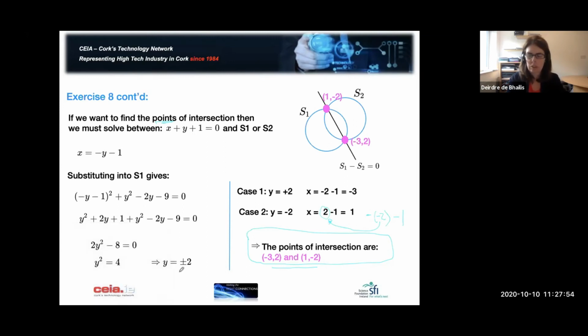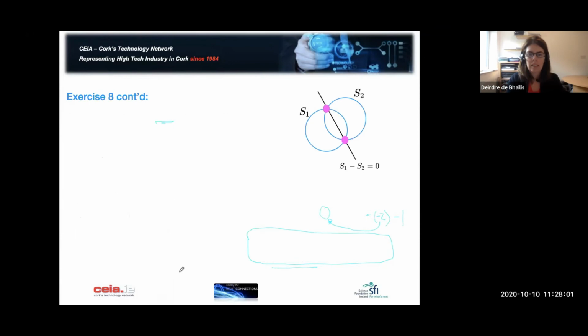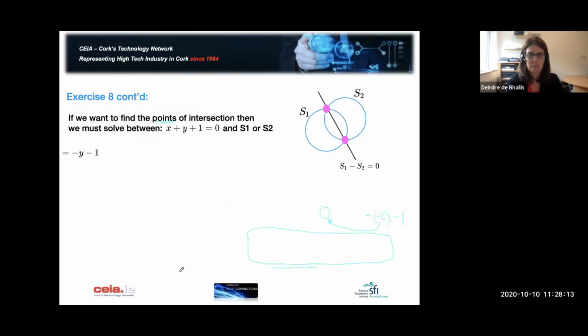I'm just going to go back to the question before the break. And what we had was the equation of that line, the common chord, was x plus y plus 1 equals 0. And that's what set that x is equal to minus y minus 1 up there. So I hope that clears that up.